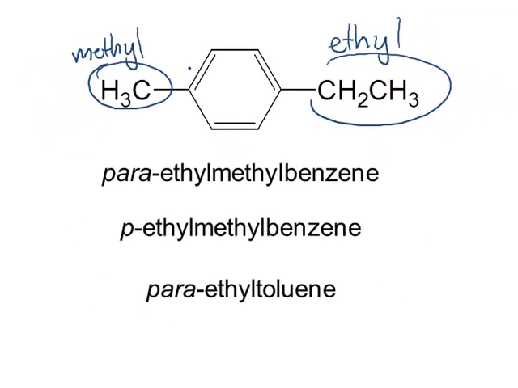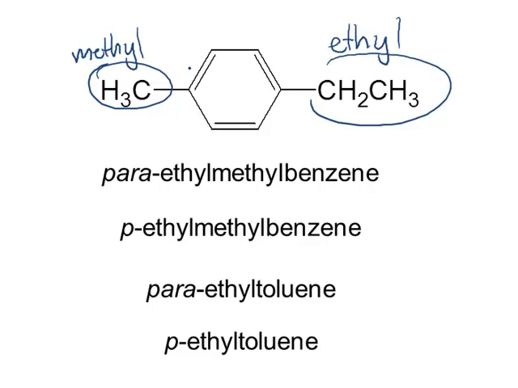Therefore, I could name this molecule as para-ethyltoluene because the toluene name includes methylbenzene. Likewise, I could also just call it p-ethyltoluene. So depending on the way you think, either the very first option on here or the very last option on here might be your favorite.